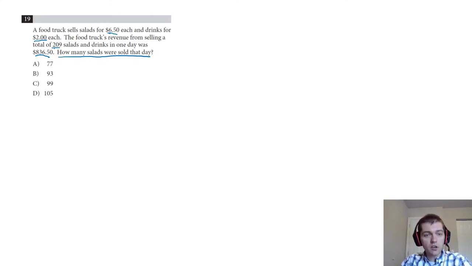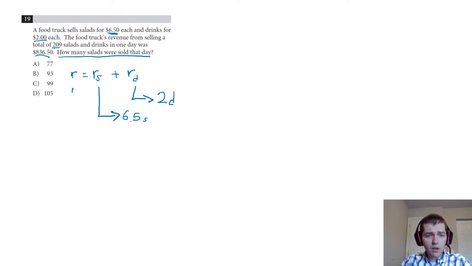They start by giving you the price, so we'll start there too. The total amount of revenue will be equal to the revenue from the first item, salads, plus the revenue from the second item, drinks. And what is each of these individual terms? You can use that each salad costs $6.50, and the revenue will be $6.50 times the number of salads. The revenue from drinks will be the cost of the drinks, $2, times the number of drinks. You go ahead and plug all this back in for revenue.